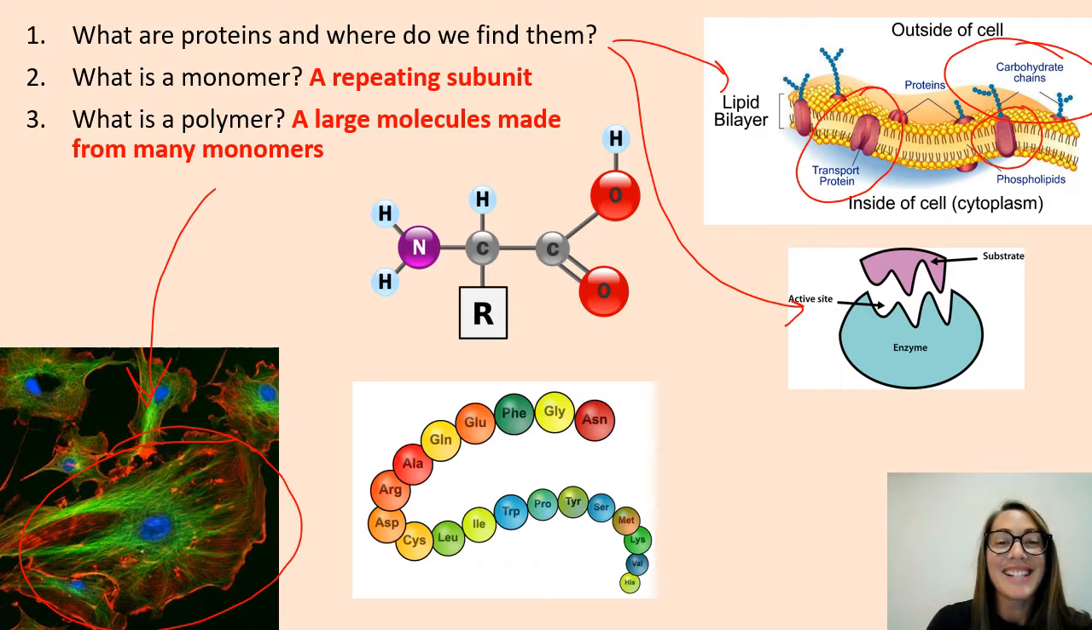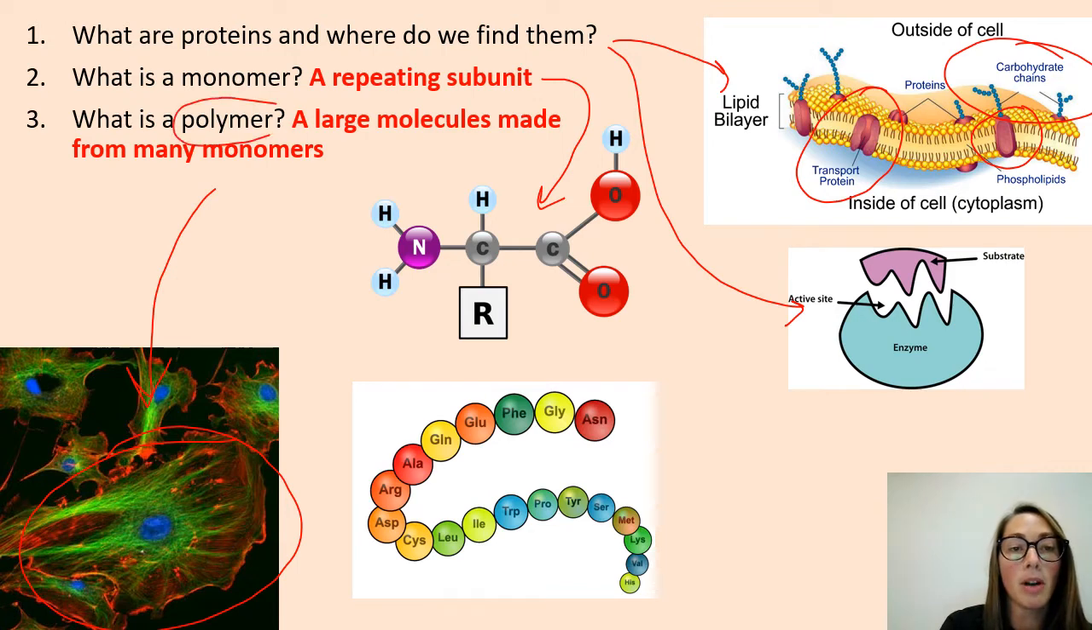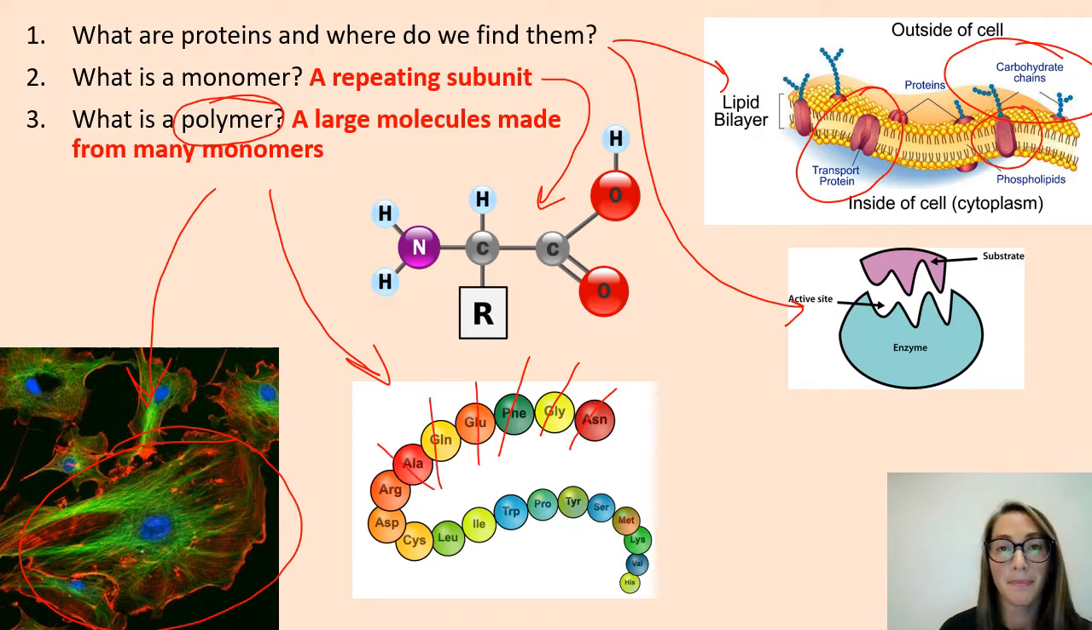What is a monomer? A monomer is a repeating subunit. So in proteins, the monomers are amino acids, and lots of these bind together to make a polymer. So a polymer is lots of monomers bonded together. And you can see here, we've got a polymer of proteins. So we've got many amino acids bonded together in a polypeptide chain.